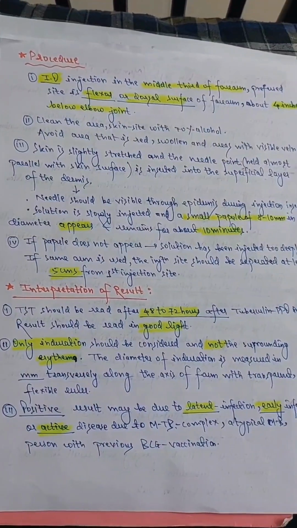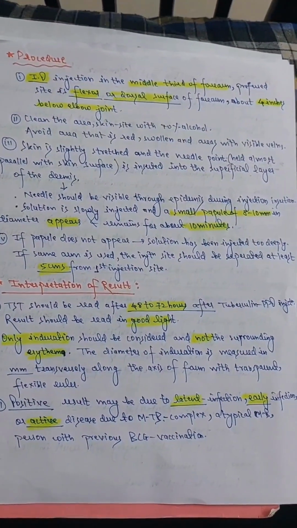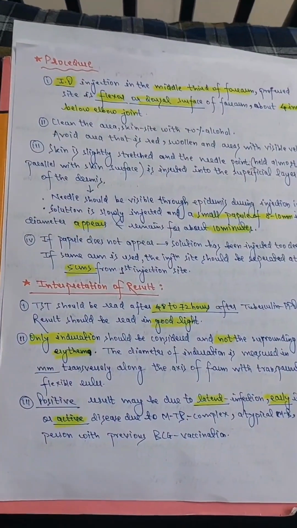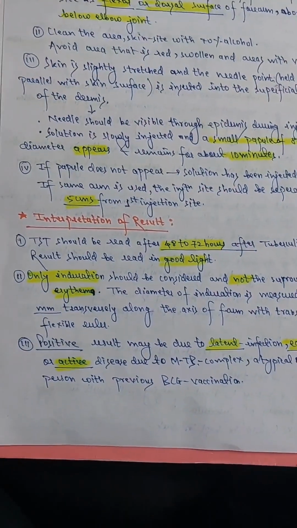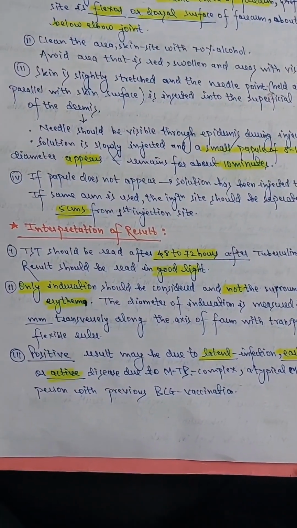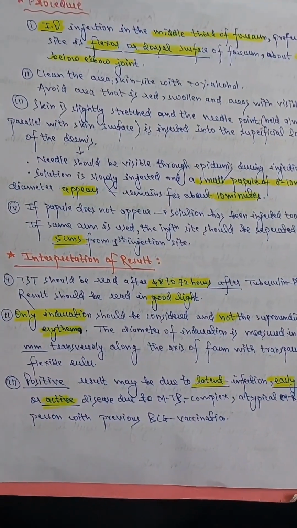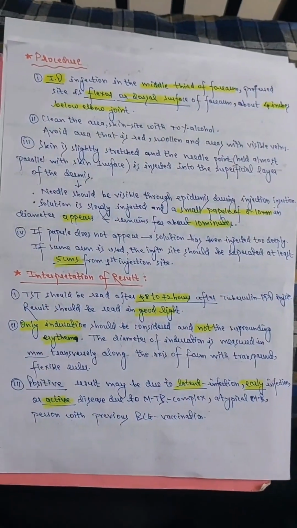If the same arm is used, the injection site should be separated at least 5 cm from the site of the first injection. Now how to interpret the results. The tuberculin skin test should be read 48 to 72 hours after the tuberculin PPD injection.